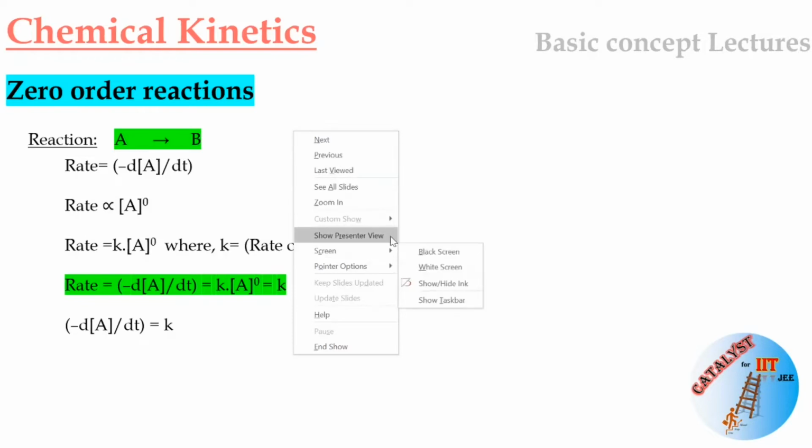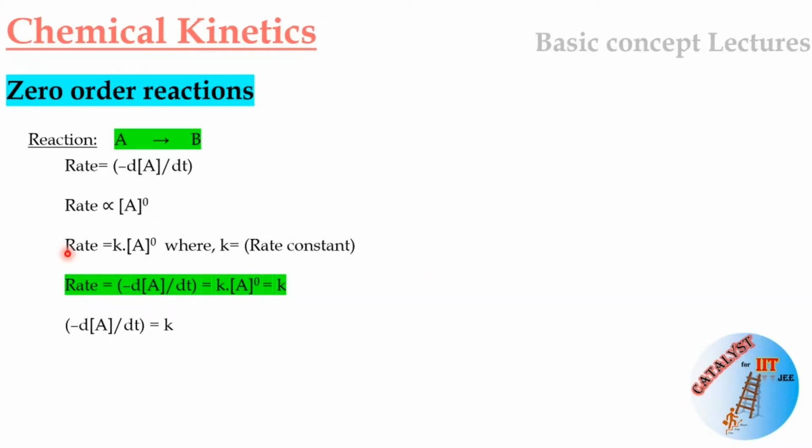Now, okay, now if you try to equate these two equations, what you will get, then rate equal to minus dA dt equal to K A to the power 0, right? Now anything to the power 0 is 1, so K A to the power 0 eventually becomes K. So what you get finally, you get minus dA dt equal to K. So this is a very important equation which is called the differential rate equation, because this is differentiation, right? So this is the differential rate equation for zero order reaction.